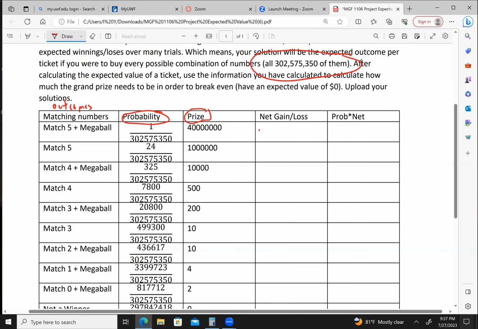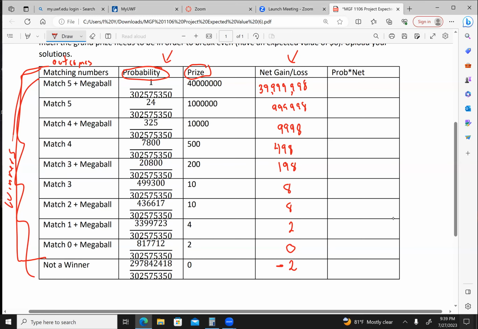Now remember, gain or loss for every possible outcome. Okay, so we had a glitch here. All right, back to where we were. So these are all winners, and then this is our loser. And these are all the different ways we can win here. And then there's only one way to lose, which is to not be any of those.